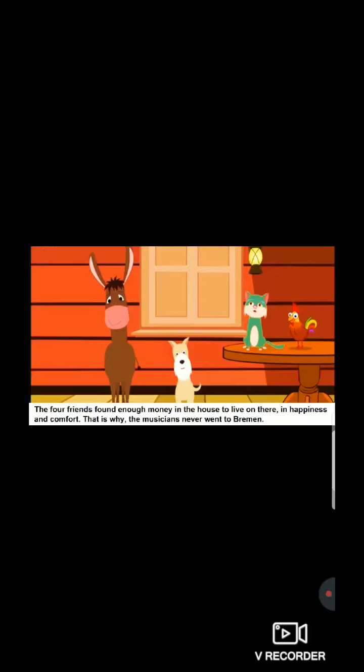That is why the musicians never went to Bremen. तो इसीलिए वो लोग ब्रीमेन टाउन में गए ही नहीं. क्यों? क्योंकि वो लोग ने जो वहाँ पर गाना गाया था, वो लोग का फर्स्ट परफॉर्मेंस, उसके वजह से उन्हें वहाँ पर ही बहुत सारा पैसा मिल गया था और प्लस हाउस भी मिल गया था. पैसा किसका था? यस, वो रॉबर्स लोग का था जो उन्होंने चोरी करके वहाँ पर रखा था, राइट. तो वो पूरे एनिमल्स को, फोर एनिमल्स को वहाँ पर पैसा मिल गया प्लस शेल्टर भी मिल गया. इस वजह से वो लोग ब्रीमेन टाउन कभी गए ही नहीं.